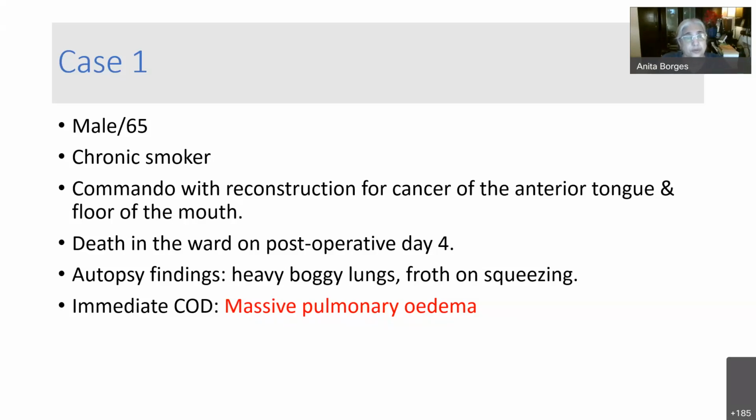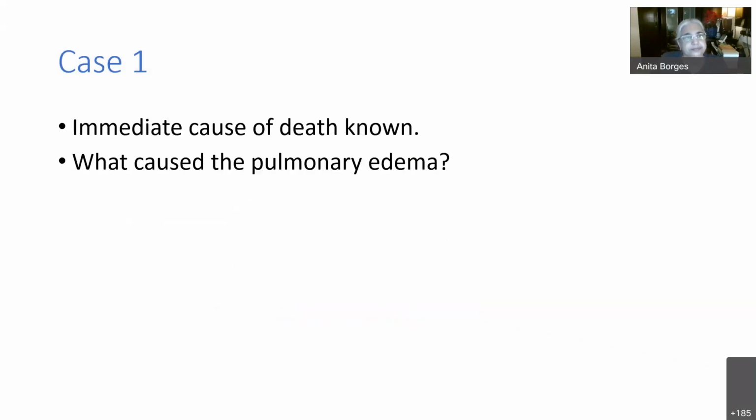And in the autopsy findings, everything else seemed to be fine. The wound was fine, and the heart and other organs were fine. But the lungs were very heavy and boggy. There was froth on squeezing. Now, you know that when you have that kind of thing, there is massive pulmonary edema. So the immediate cause of death was very obvious. This patient had died of pulmonary edema. So we knew that. But the question was, what caused the pulmonary edema?